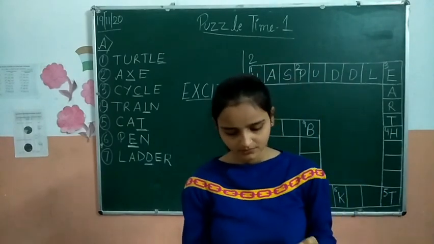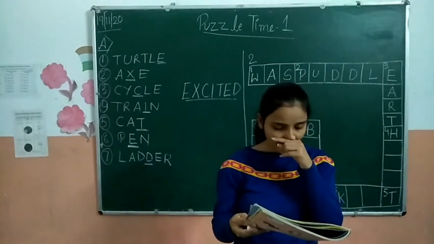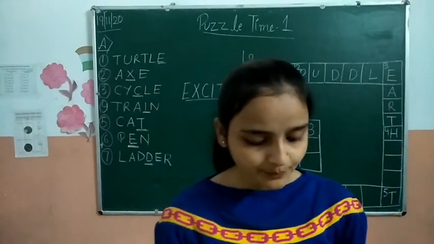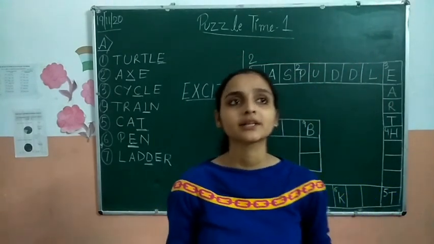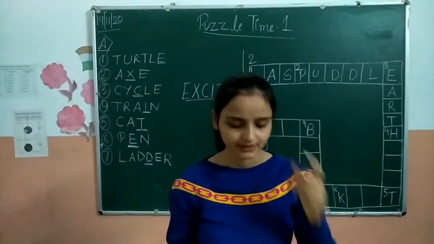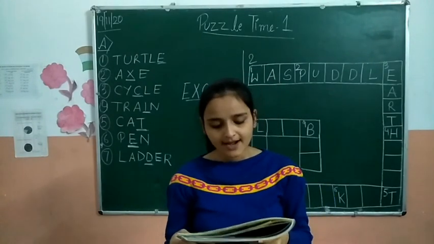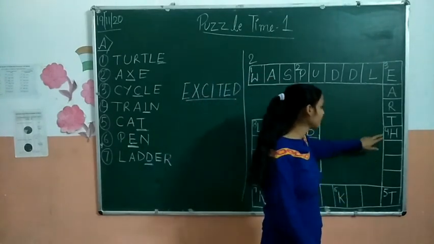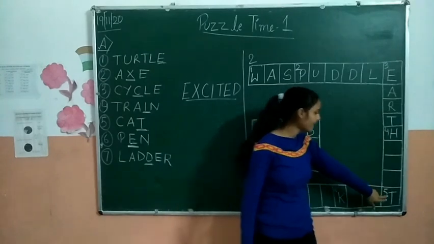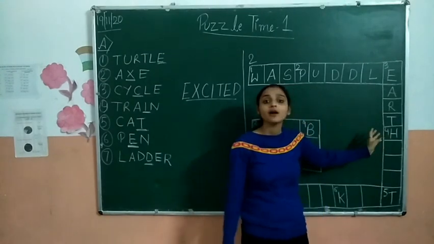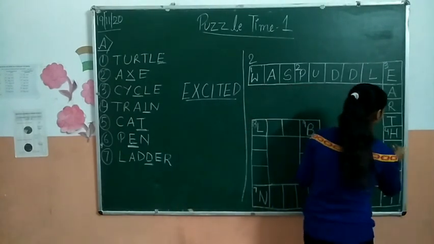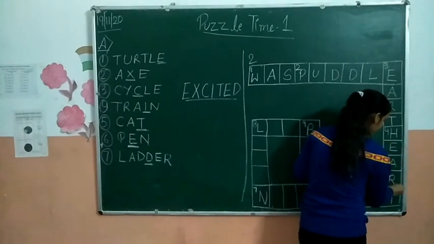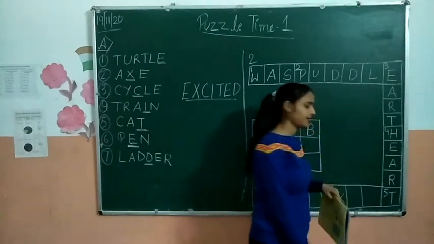Now look at the fourth question. An organ that pumps blood. Name the organ that pumps blood. Heart. An organ that pumps blood, starting with H and ending with T, is called heart. H-E-A-R-T. Heart. Okay.